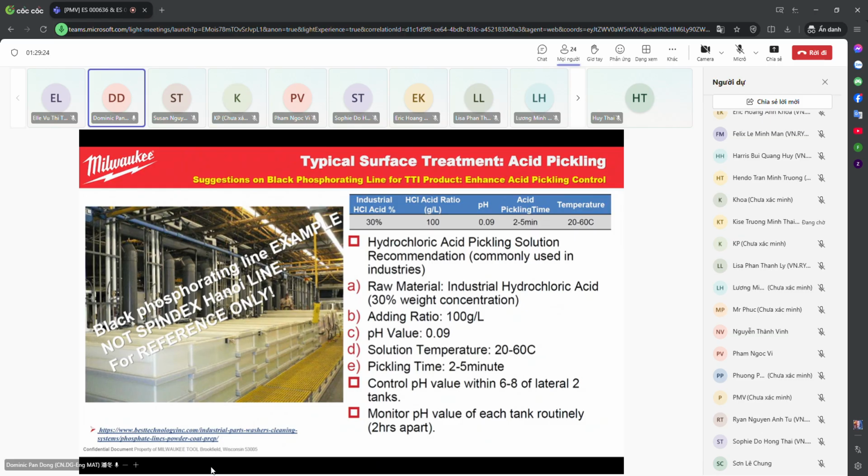Usually, we require the pickling time to be within 2 to 5 minutes. The shorter the time, the better. The longer the time, the higher the risk of hydrogen embrittlement. Also, the chemical composition is usually a mixture of chromic acid with water, and the pH value is usually 0.1, a pretty strong acid. Please do control the acid value and the rinsing water after the acid pickling. And also, please monitor the time duration inside the pickling.